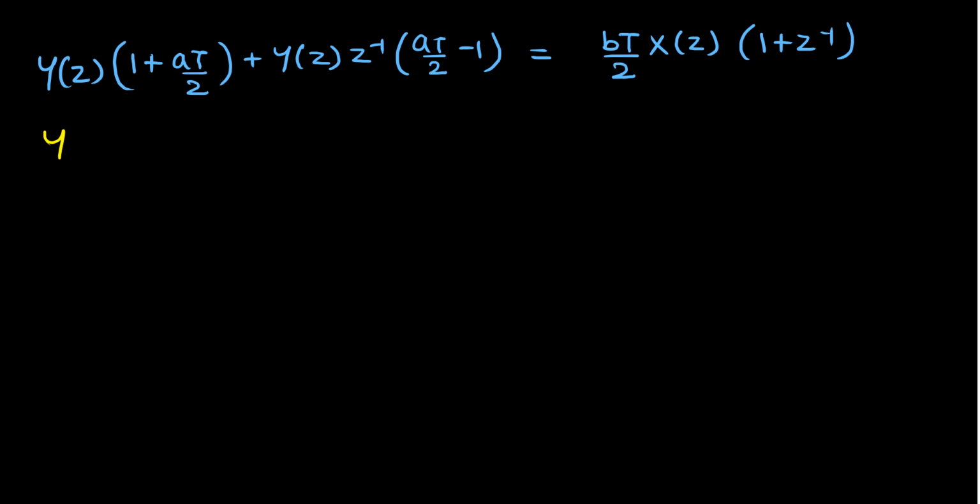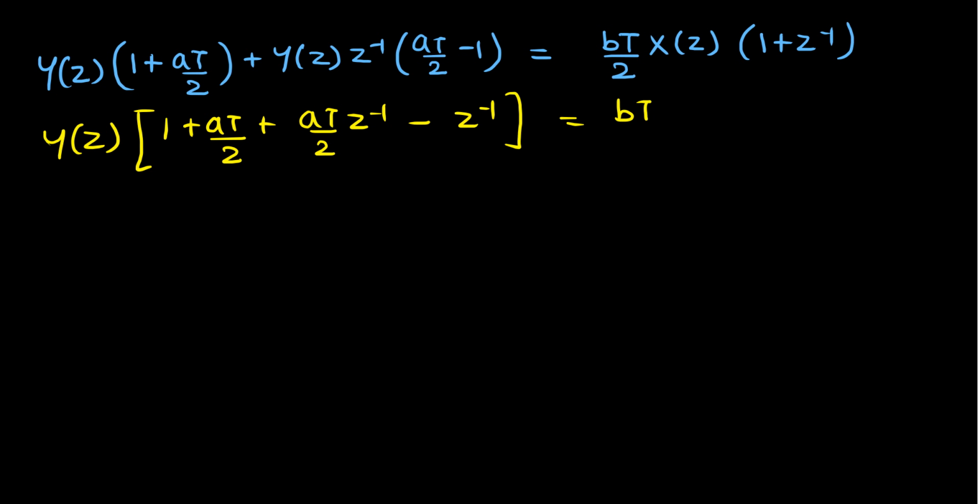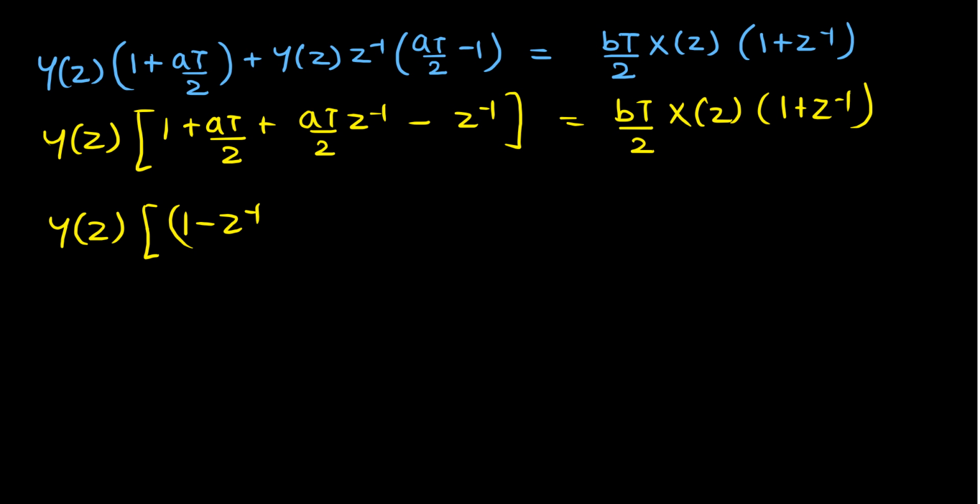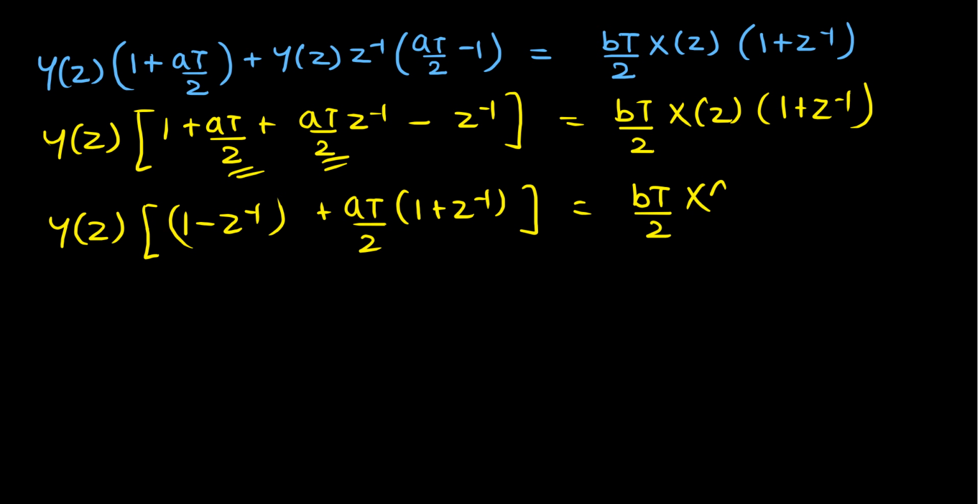So let us take Y(z) common. So what we have is 1 plus aT/2 plus aT/2 into z inverse minus z inverse, which is equal to bT/2 into X(z) into 1 plus z inverse. So this can be written as Y(z) inside the bracket 1 minus z inverse, plus we can take this aT/2 common, so what we have is aT/2 inside the bracket 1 plus z inverse, which is equal to bT/2 into X(z) into 1 plus z inverse.